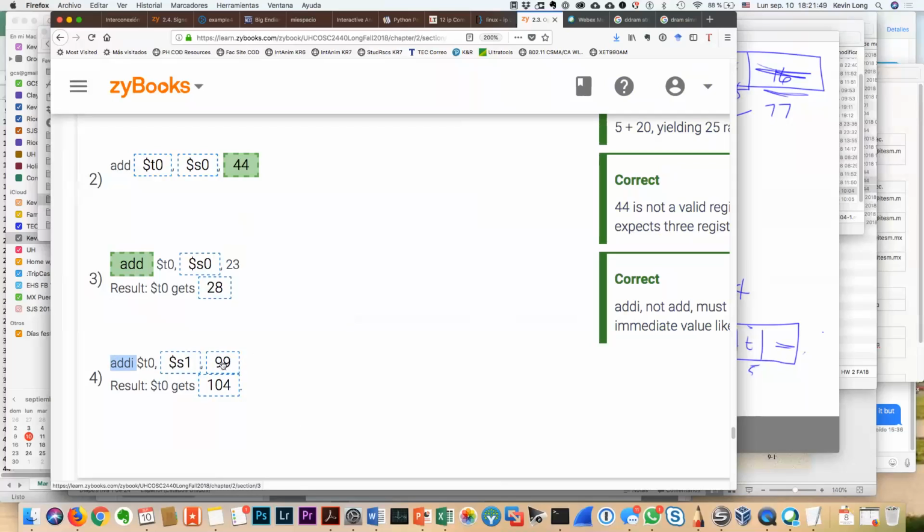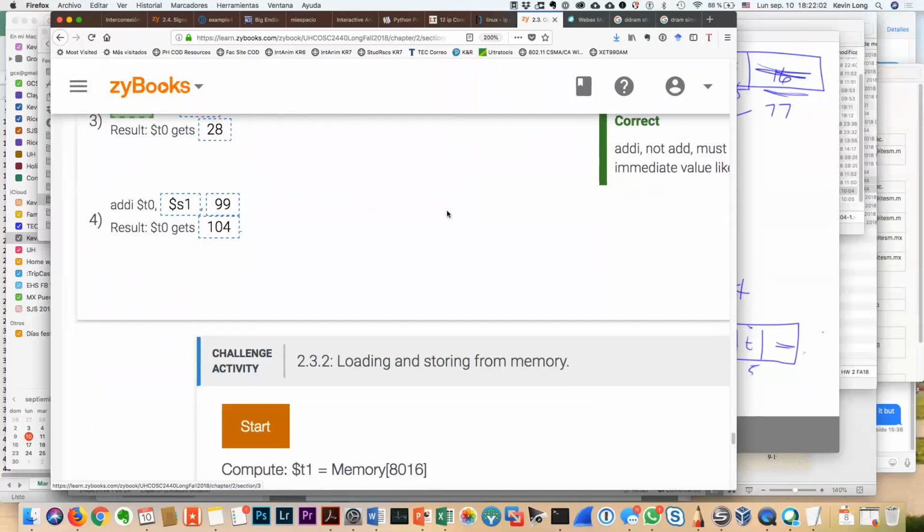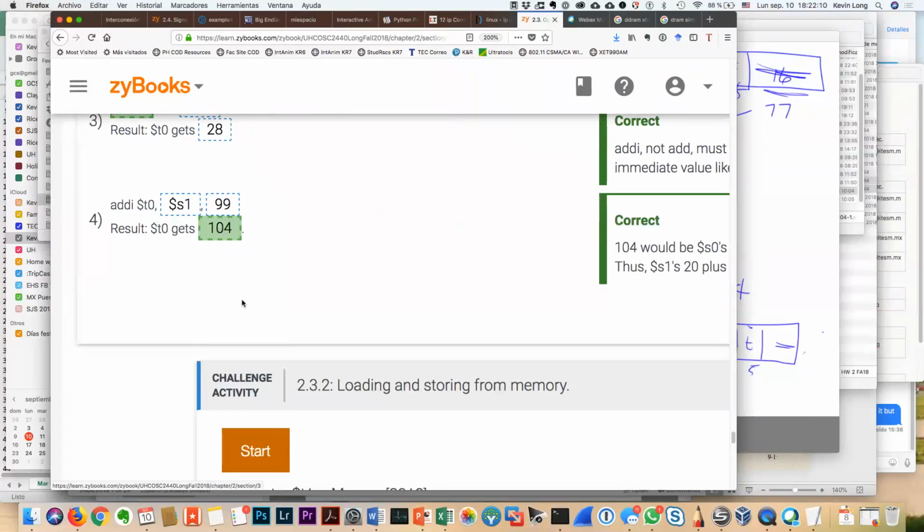99 plus 5, isn't that 104? So what's wrong with this one? So what's S1? 20. So what should this answer be? 99 plus 20 is 119, isn't it? So this should be 119, not 104. Right, getting the hang of it?